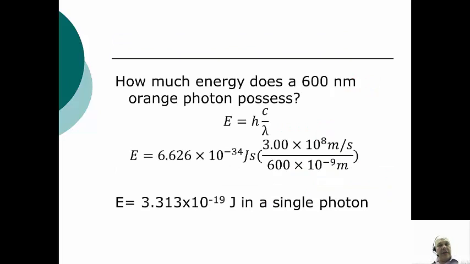How much energy does a 600 nanometer orange photon possess? Again, because of the Planck relationship, every 600 nanometer orange photon has the same amount of energy as every other 600 nanometer orange photon. And E equals hc over lambda. Again, c is the speed of light in vacuum, 3.00 times 10 to the 8th meters per second. 600 nanometers, don't forget a nano is 10 to the minus 9, so 600 nanometers is 600 times 10 to the minus 9 meters. And I multiply that by Planck's constant. It turns out that every 600 nanometer photon has 3.3 times 10 to the minus 19 joules.